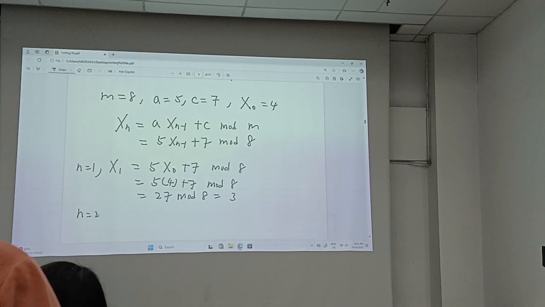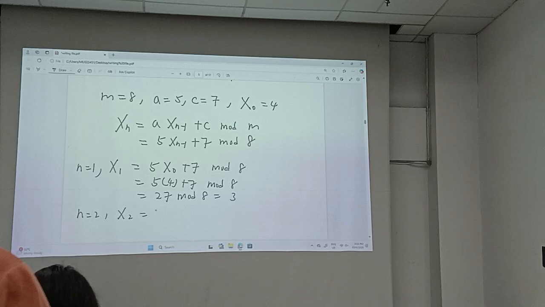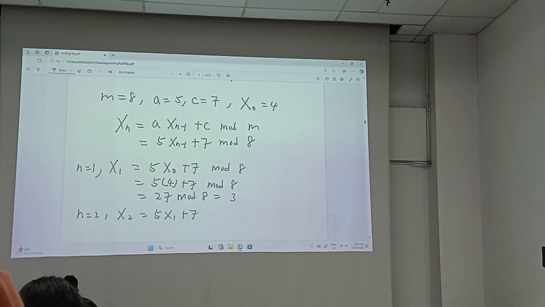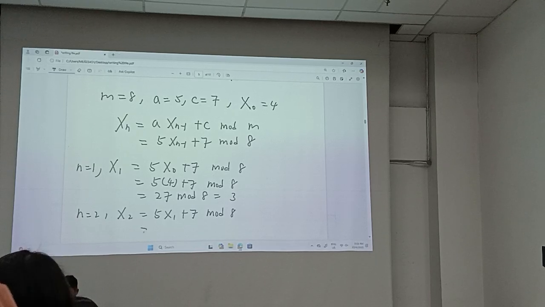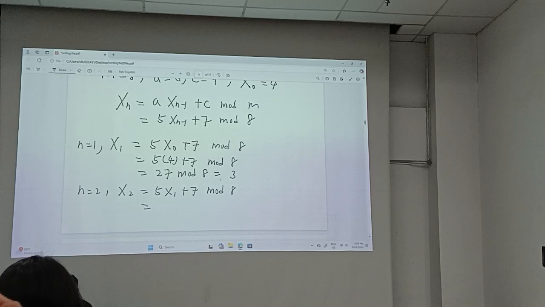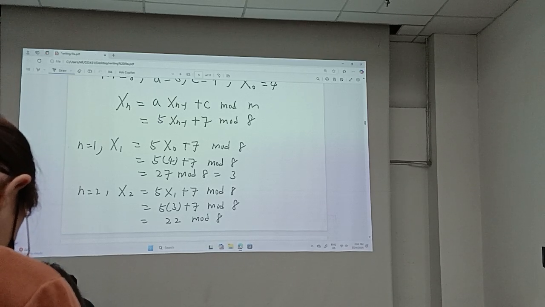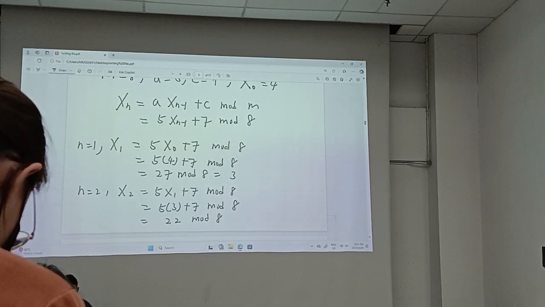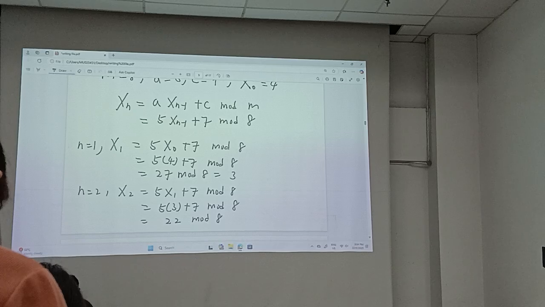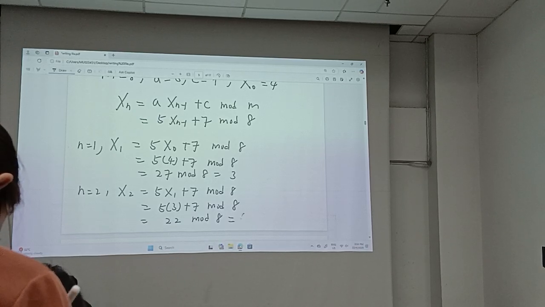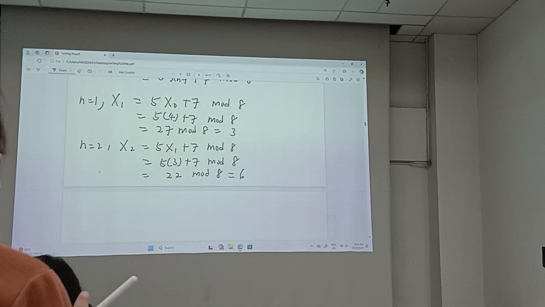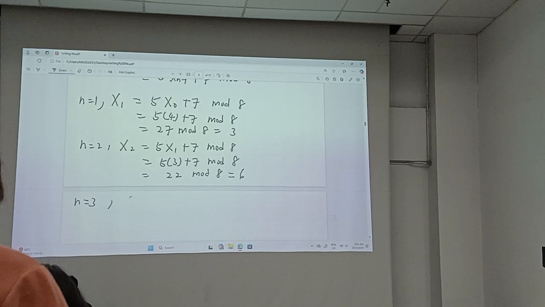Now we want to generate the second random number, S2, which equals 5 times S1 plus 7, mod M. S1 equals 3. So 15 plus 7 is 22. 22 divided by 8, what is the remainder? Yes, S2 equals 6.